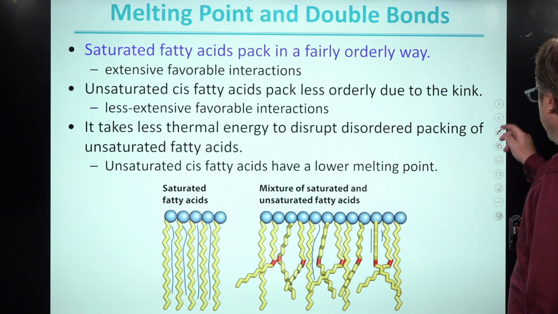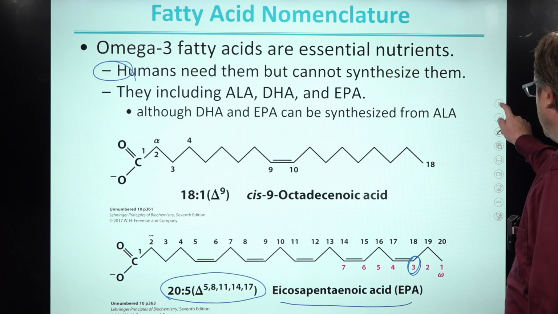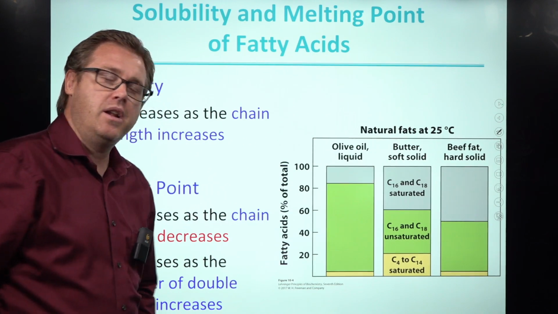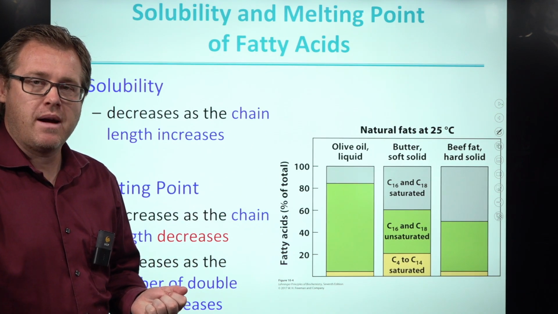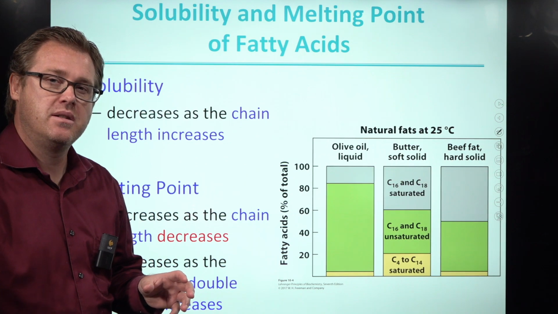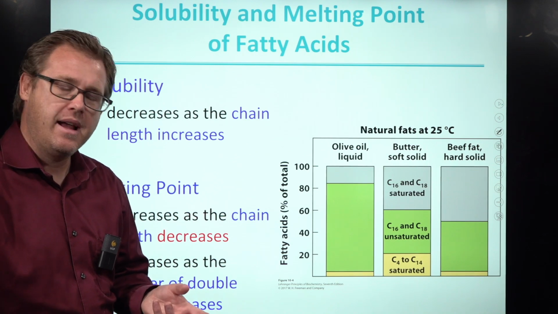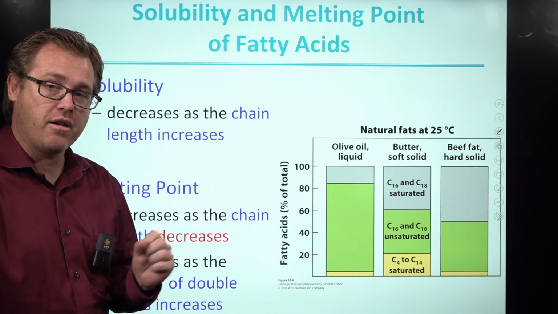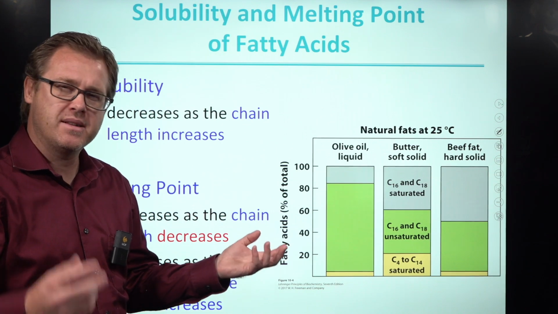So if we come back here and look at this slide right here, this is kind of interesting. So we know olive oil is liquid at room temperature, whereas butter is solid at room temperature but soft. And then if you have beef lard or animal fat, it's harder at room temperature. They're all lipids, they're all fatty acids. But why is one liquid and one solid?